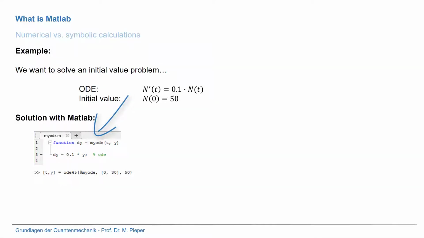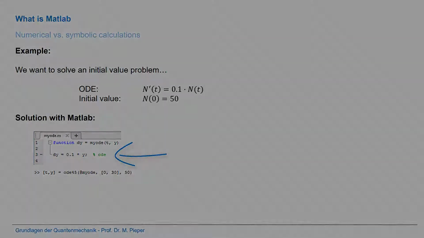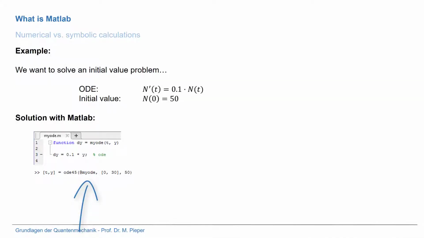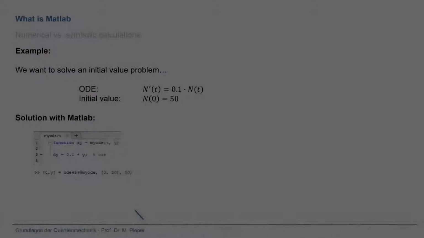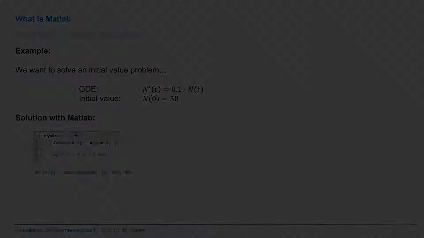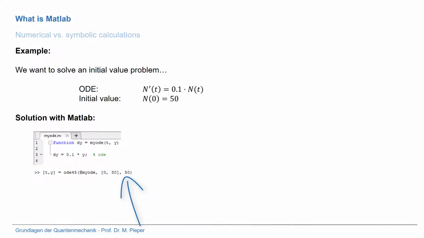First, we have to write a function where we include our ODE. That's done in line 3. And then we call the function ODE45, which is a Matlab's typical function to solve initial value problems. And the input arguments in the round bracket, you first have to include your function, which contains the ODE. Then you give the range from 0 to 30 time units. That's the range where you calculate the solution. And the initial value at the last position, that's a 50.